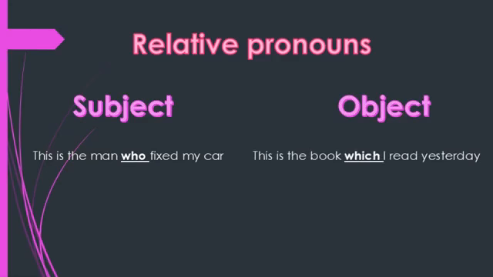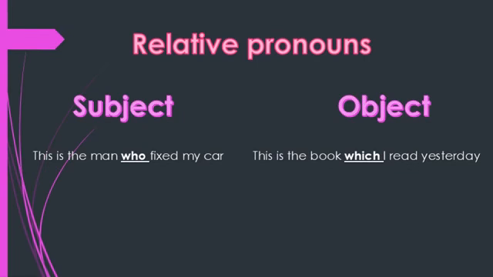Okay, the second example. This is the book which I read yesterday. Where is the relative pronoun? It is which. طيب, why which? Because we are talking about the book. The book is a thing, شيء. So we use which with it.